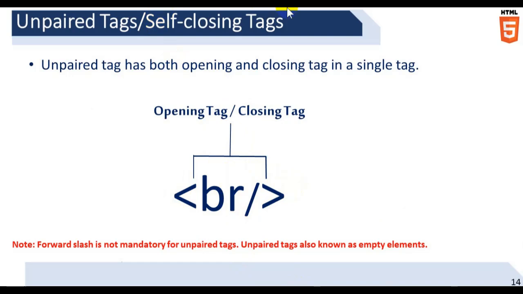Sometimes we call it a self-closing tag. Why self-closing tag? The tag itself is closing, so we call it a self-closing tag. Note that this forward slash is not mandatory for unpaired tags. Why? Because the browser will understand that this is an unpaired tag. So unpaired tags are also known as empty elements.